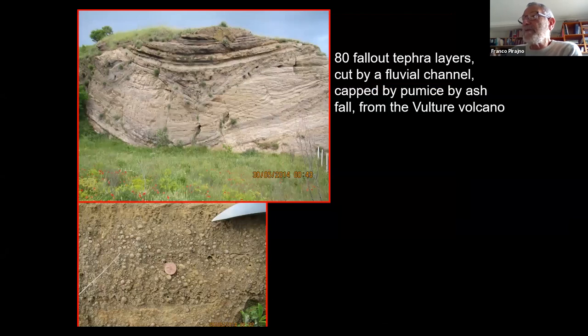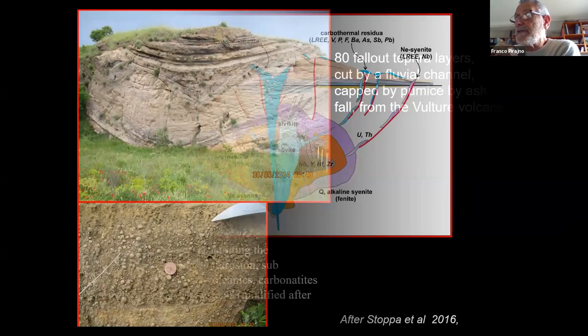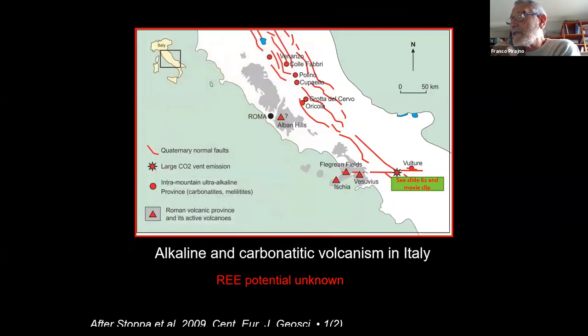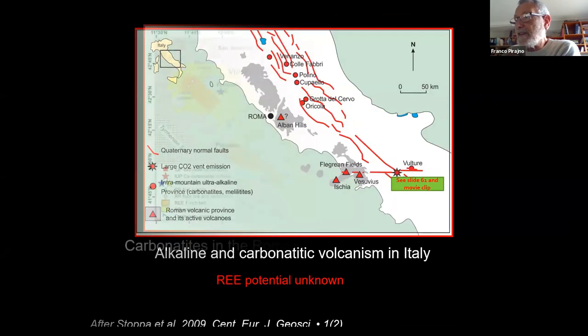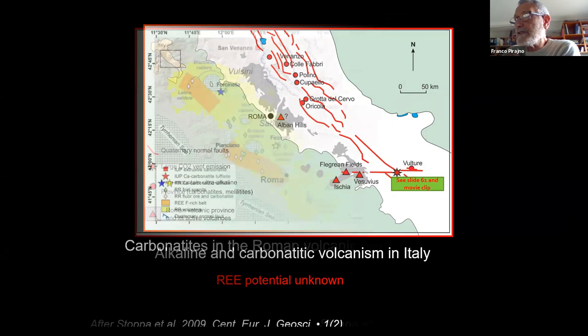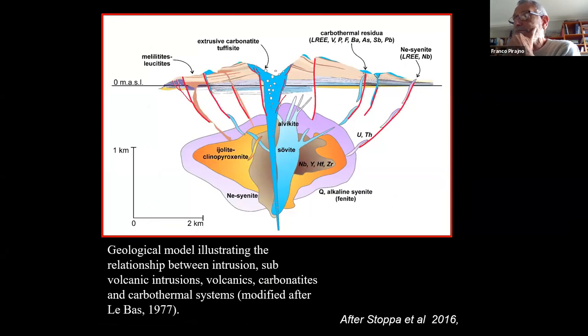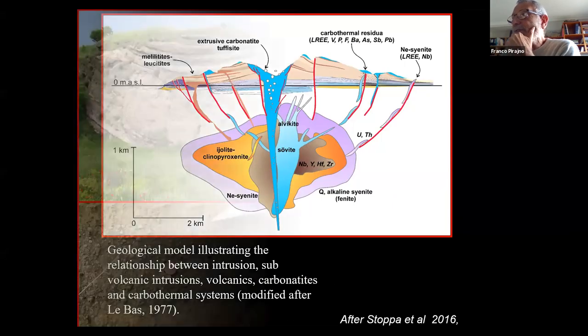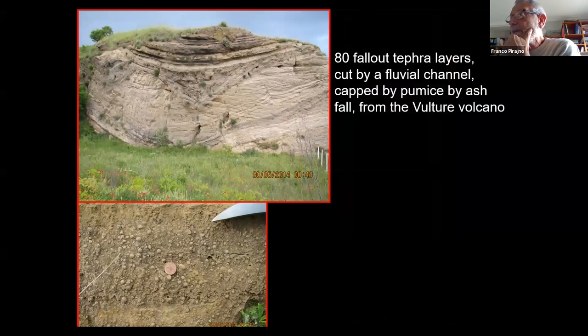And the volcano we examine, in fact, let me go back a minute. This volcano here, the Vulture, is one such. And here you see something like 80 fallout tephra layers cut by a fluvial channel, cut by pumice ash from the Vulture volcano. And these are carbonatite lapilli.